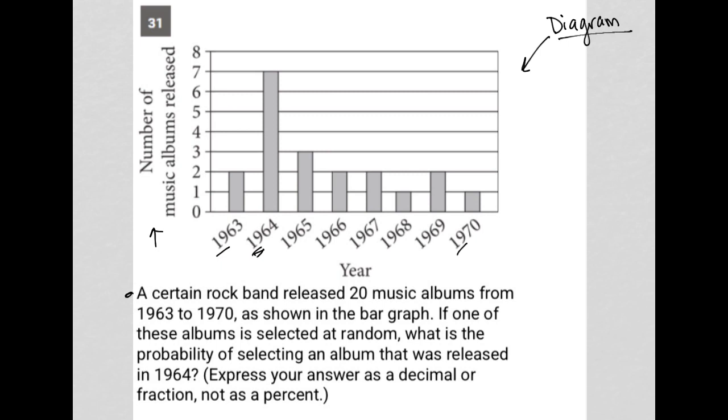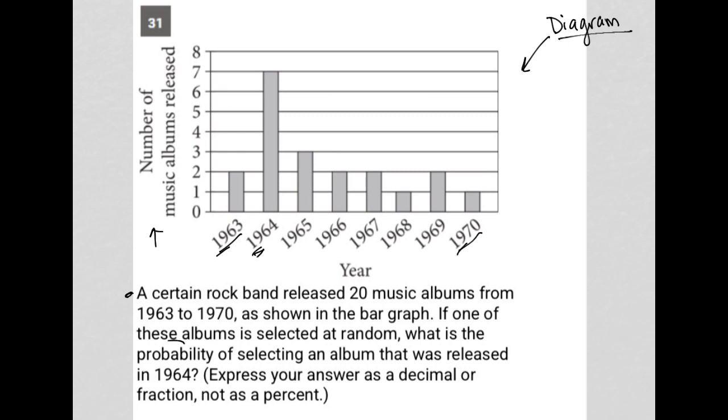The question here says a certain rock band released 20 music albums from 1963 to 1970, as shown in the bar graph. If one of these albums is selected at random, so one of the albums that was released somewhere between 1963 and 1970 was selected at random, what is the probability?